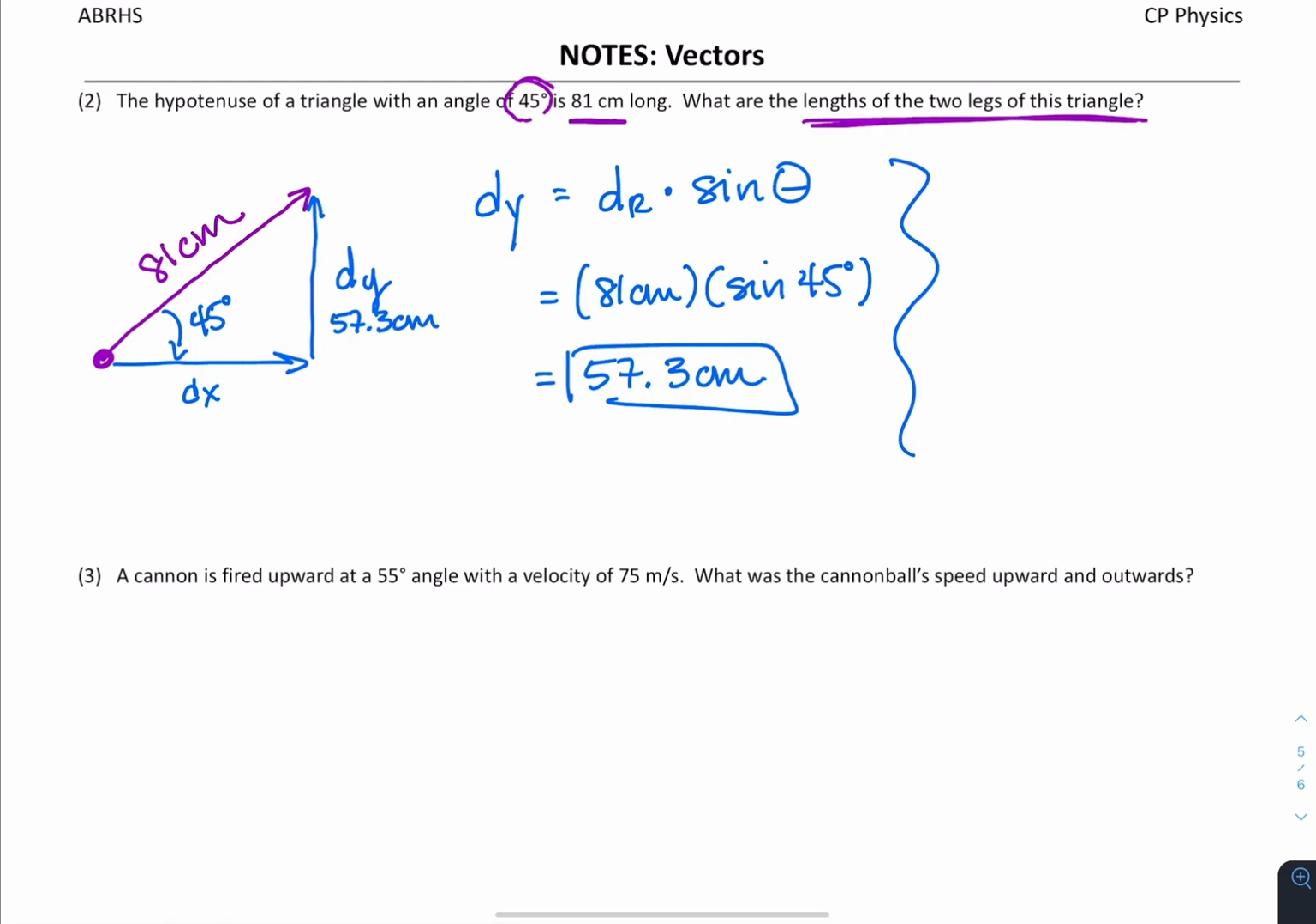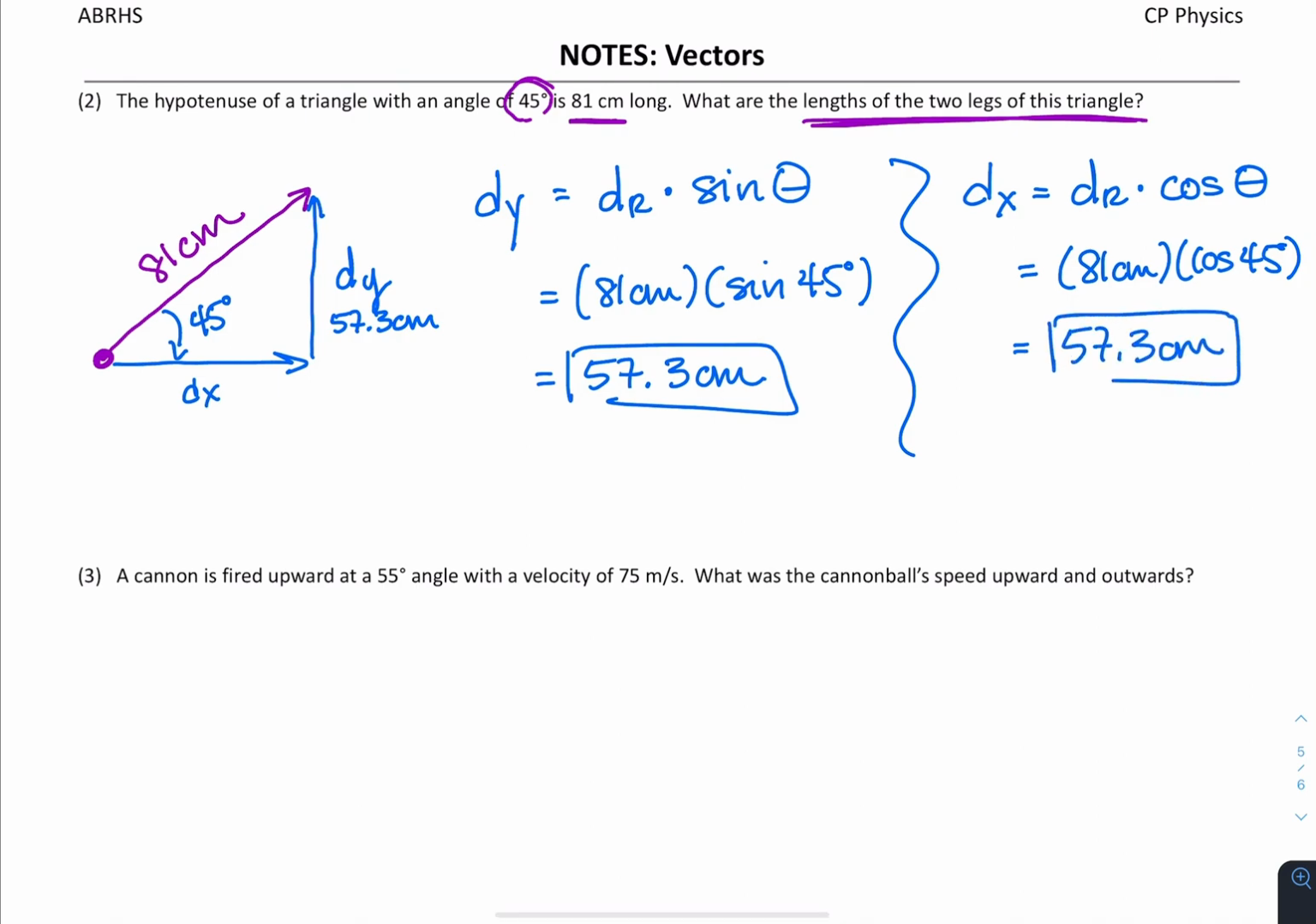We're going to repeat, but we're going to look at the horizontal piece. So dx equals dr times the cosine of theta. So in this case, 81 centimeters times the cosine of 45 degrees. We again plug that into our calculator, and I again got 57.3 centimeters. Which makes sense because the angle of 45 is right in between fully east and fully north. So it makes sense that my two legs are identical. So this will be 57.3 centimeters as well.